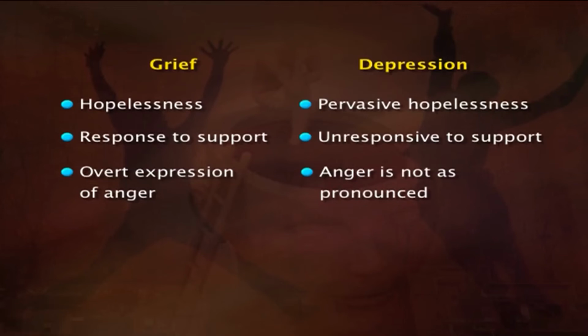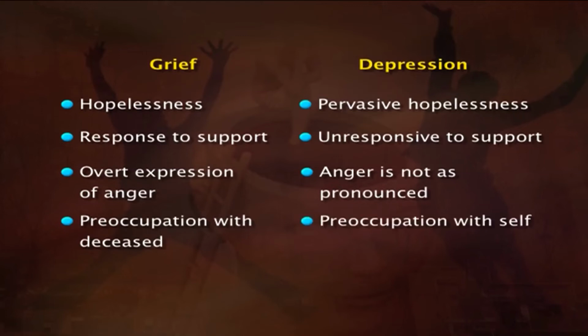And coming to the last differentiation, the grieving person is preoccupied with the deceased, that is the dead one, whereas in the depressive patient there is preoccupation with the self. Now, let us see how to help those people who are suffering from grief. Because during the process of grief, we have already seen that there is a 7% greater chance of dying. So, the quicker a person comes out of grief, the better it is.